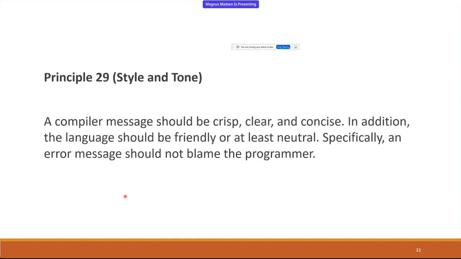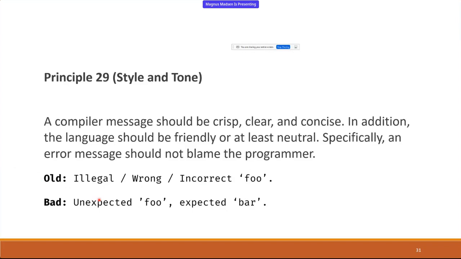Another thing we looked at is the style and tone. And one thing we learned from a very interesting paper by Becker et al. was that we should avoid blaming the programmer for errors. So before, as compiler writers, we would often say things like, oh, this is illegal, or this is wrong, or this is incorrect. But it's quite strong language that's unnecessary. So instead now we try to say something like, oh, this is unexpected. We did not expect to see this. It's a bit more neutral. We expected something else. We don't put blame on the programmer by saying what they're doing is illegal.